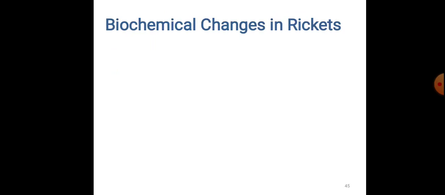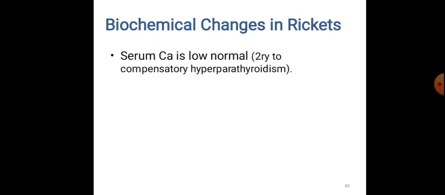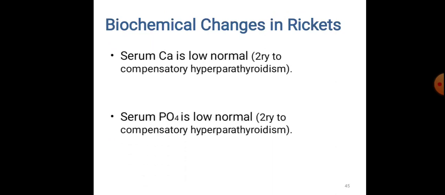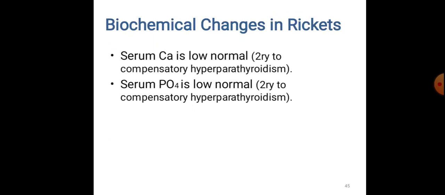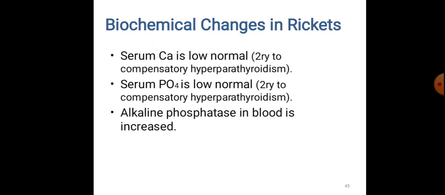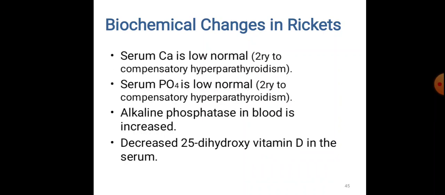Then what are the biochemical changes in rickets? The serum calcium is low or normal, secondary to compensatory hyperparathyroidism, and serum phosphate is also low or normal, secondary to compensatory hyperparathyroidism, and alkaline phosphatase in the blood is increased. So, serum calcium will be low, serum phosphorus will be low or normal, alkaline phosphatase will be increased, and there will be decreased 25 hydroxy vitamin D in the serum. Okay.